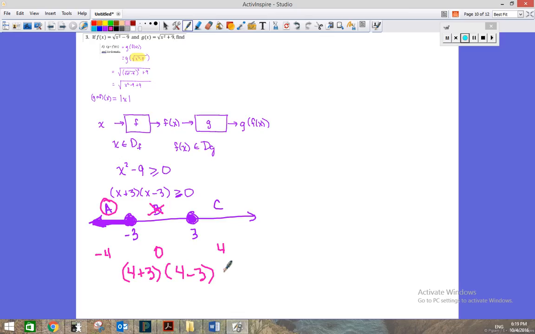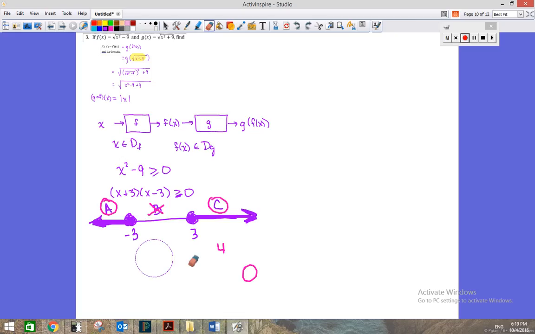And a positive times positive, guaranteed that you're greater than or equal to 0. I'm going to shade in because my test point was true. Every test point would be true, and I'm going to shade that in. So now I have the domain for f. I just need to write it in interval notation. I need to describe this, tell people what it is.